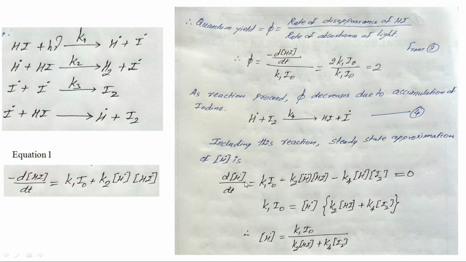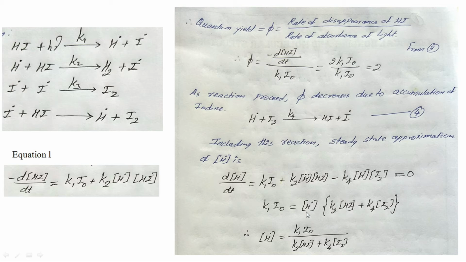Now let me simplify this equation for hydrogen free radical. Initially I will shift both these negative terms from the left hand side to the right hand side, and after shifting, let me take the hydrogen free radical concentration out. As a result I am going to get this equation.